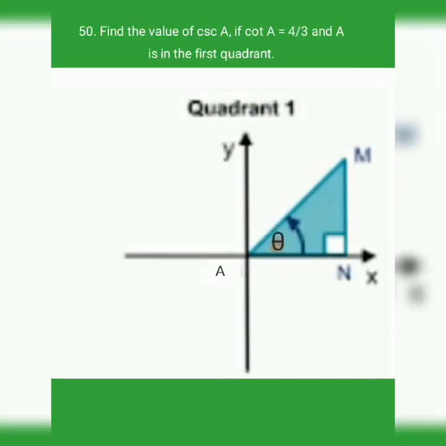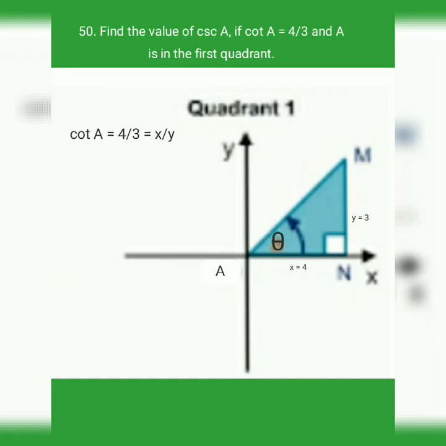Find the value of cosecant A if cotangent A is equal to 4/3 and A is in the first quadrant. On the given, cotangent A is equal to 4/3 and A is in the first quadrant. So we have cotangent A is equal to 4/3, which is equal to x over y. Therefore, x is equal to 4 while y is equal to 3.